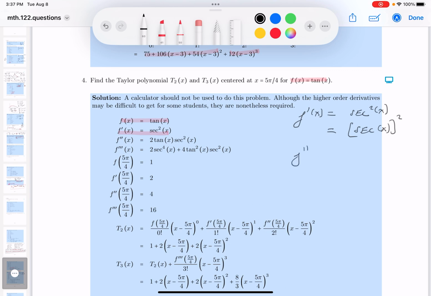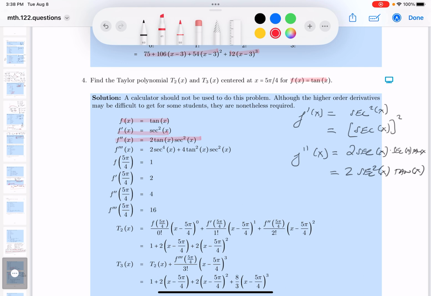What's f double prime? Well, the 2 comes down. You get secant x to the first power. And the derivative of secant is, I'm sorry, is secant x tan x. Simplify a little bit: 2 secant squared x tan x. All right, let me show you that's written right over here. So the second derivative, 2 secant squared tangent.